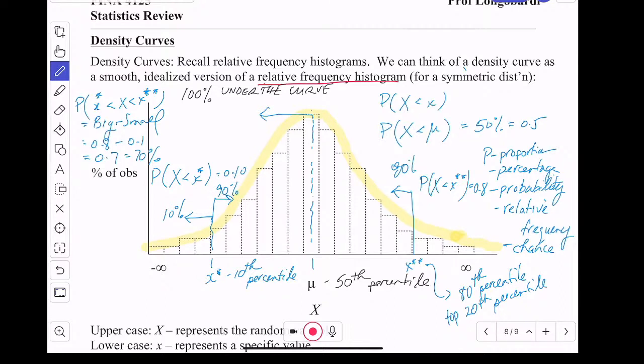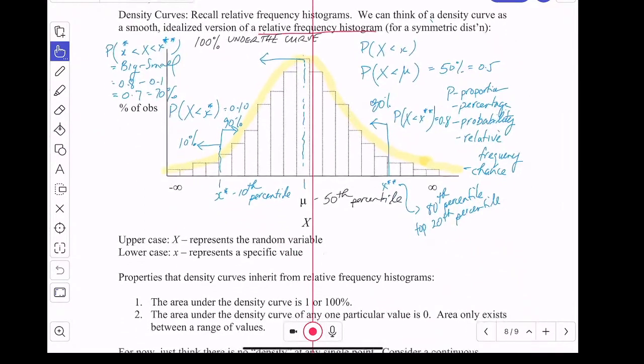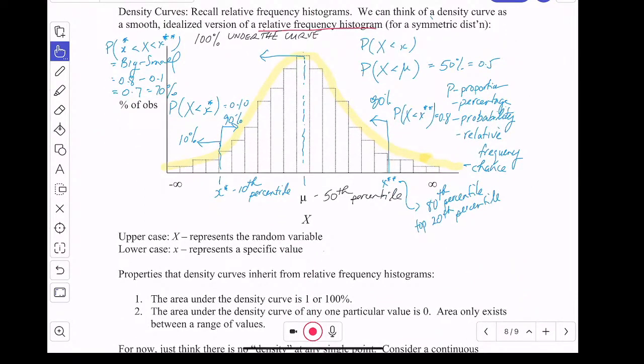Okay, so every position you can look below and above. So to the left is called percentile. To the right is the top percentile. So that's just a basic symmetric density curve. The area under the density curve is 100%. And we only look at area between values, or to the left, or to the right.